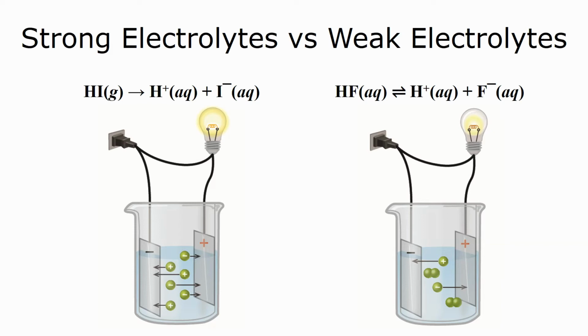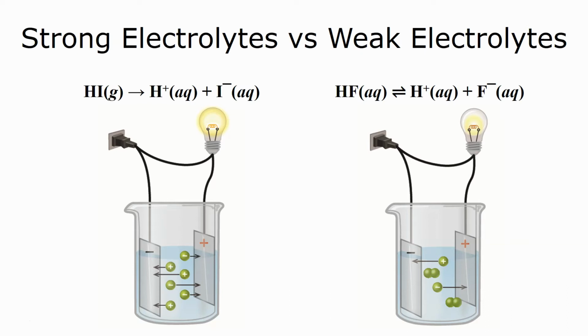Strong electrolytes will dissolve completely in water, producing stoichiometric equivalents of ions. And that's represented here on the left with the reaction of hydroiodic acid in water. You notice that it has a single arrow going from left to right. This indicates that this reaction goes to completion.